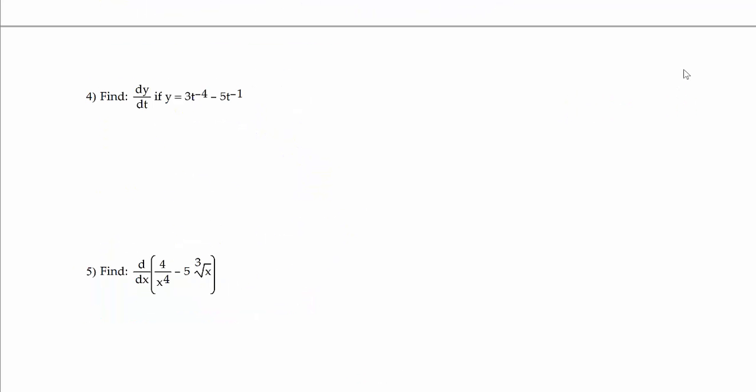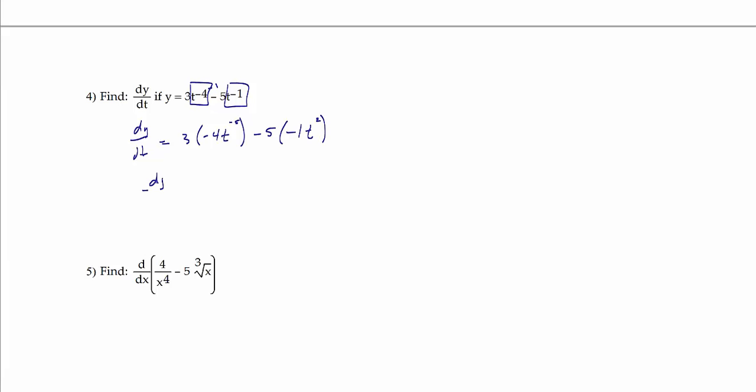All right, so question number 4, we're asked to find dy/dt. That's because y is a function of t. Okay, it's already been rewritten, so we're set to go. So dy/dt is equal to, so I've got 3, and then taking the derivative of t to the negative 4, I get negative 4t to the negative 5th power, because we're subtracting 1, negative 4 minus 1. And then the next term I have negative 5 times the derivative of t to the negative 1. Bring down your exponent, decrease it by 1.